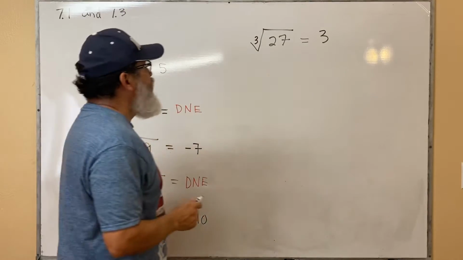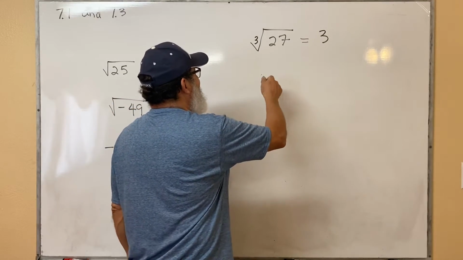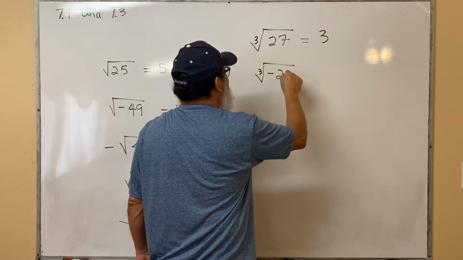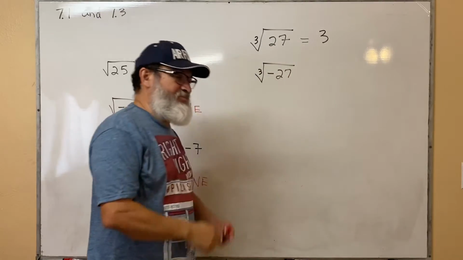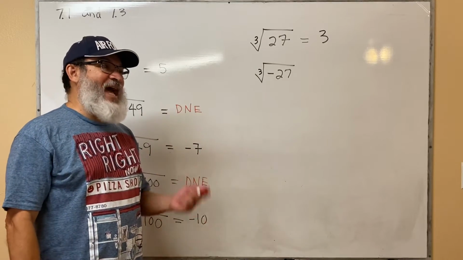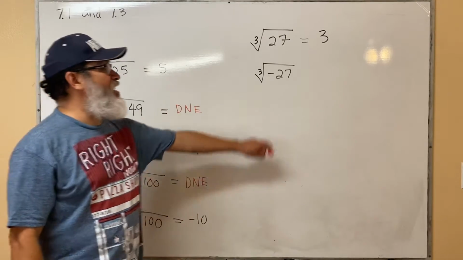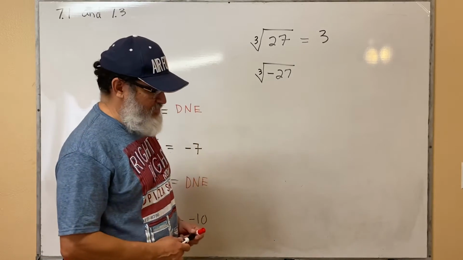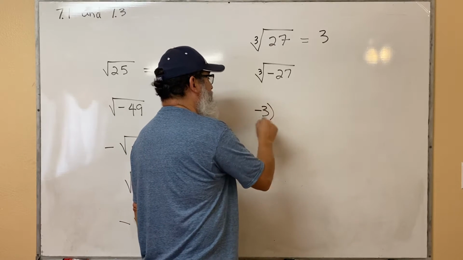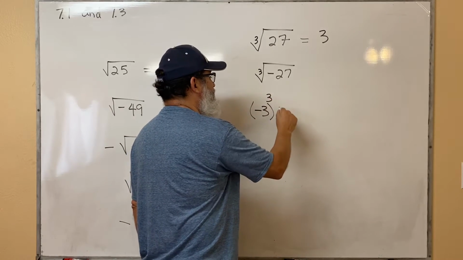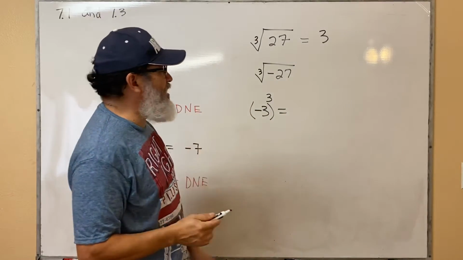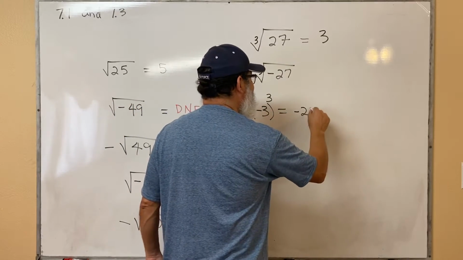Okay. What about the cube root of -27? Okay. Now you're looking for a value such that when cubed, you get -27. Well, -3 cubed is what? -3 times -3 times -3. What is that? -27.